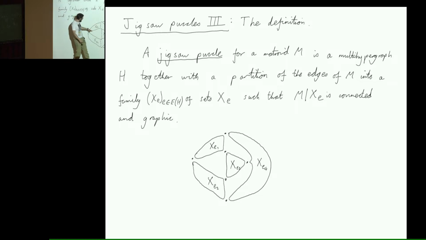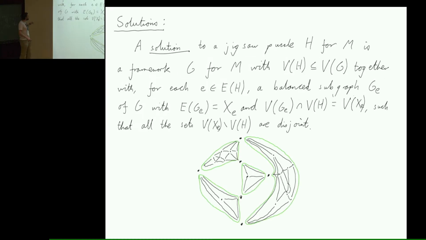And for each such edge of the hypergraph, we're going to want to stick in some sort of graphic type piece. So we have some extra information. For each edge of the hypergraph, we have a set of edges of our matroid, which should be the edges of the graph that we stick in at that position. So we have a partition of the edges of the matroid into various sets, which assigns to each edge of the matroid one of the edges of the hypergraph, where we want to put it. And the tool that we have for this is that under these circumstances, we can work out what these graphs should look like. So we can find what's called a solution to a jigsaw puzzle.